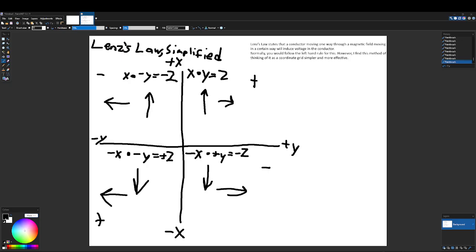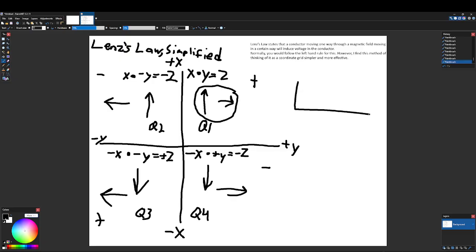So what I came up with as a way to think about it is a coordinate grid. On a coordinate grid, you have your four quadrants: Q1, Q2, Q3, Q4. Each of these quadrants responds to X and Y, as in the X plane is moving in a certain way or the Y plane is moving in a certain way. In quadrant one, they're both moving positively. X is moving up, Y is moving right, which is shown here.